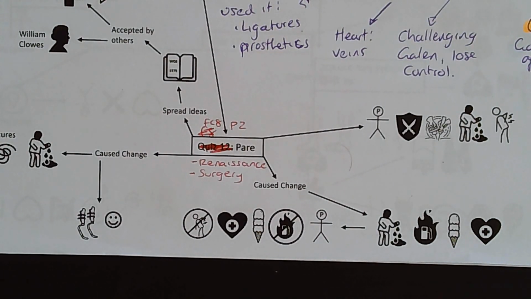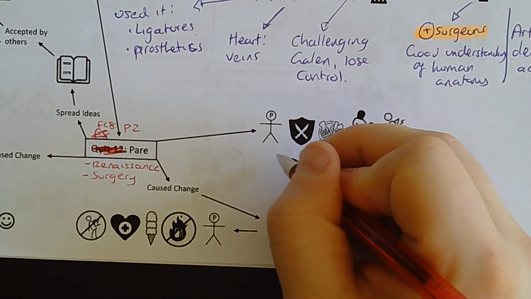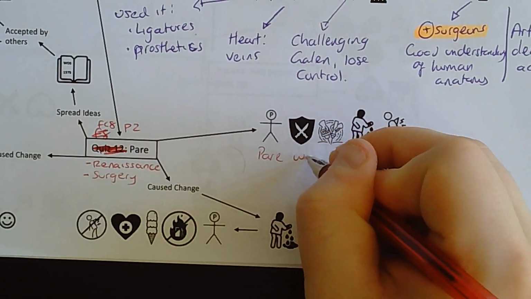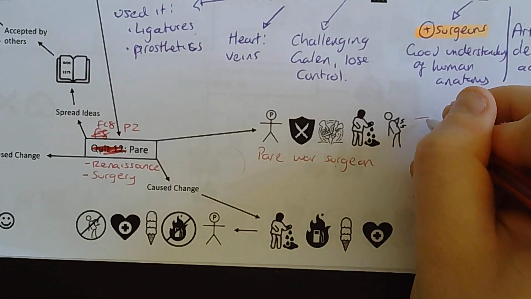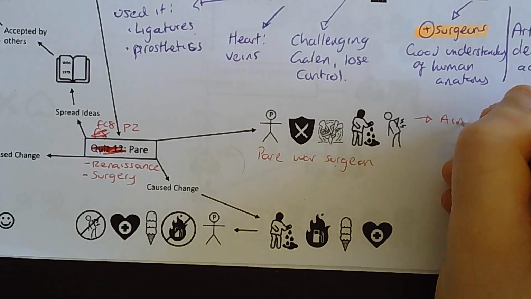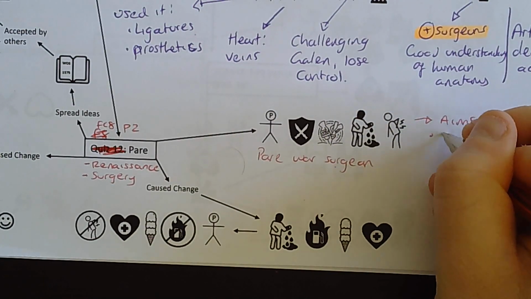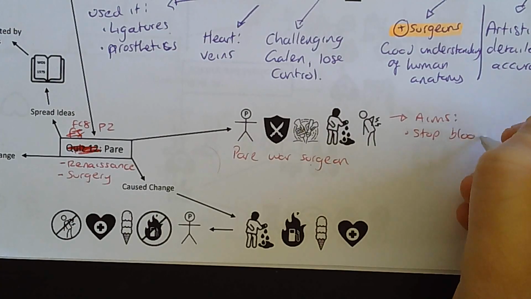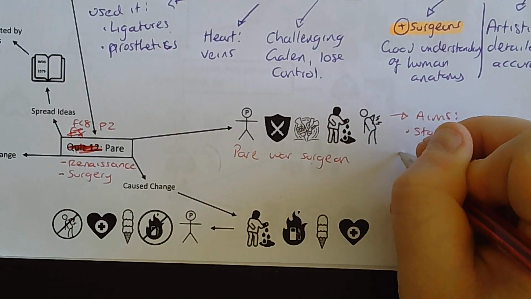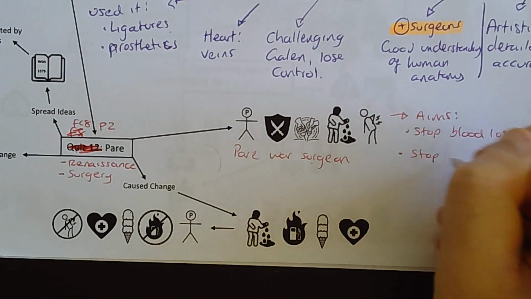So, what we've got here is just an introduction to Pare. So Pare was a war surgeon, and Pare has two aims. One aim is to stop blood loss, and the second aim is to stop pain.